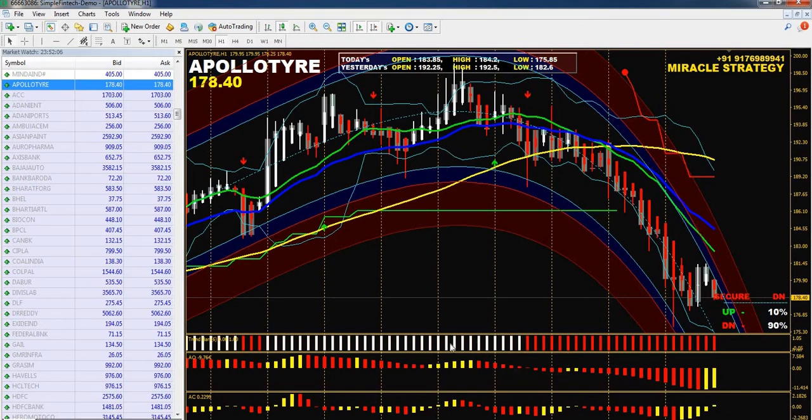So there are two colors in this trend bar. One is white and one is red. White represents a buying zone and red represents a selling zone.